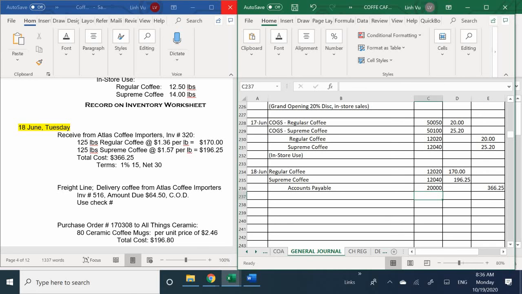What else needs to be done? The notes: Atlas Coffee Imports, the invoice number 320, terms 1%, 15, net 30. Okay.